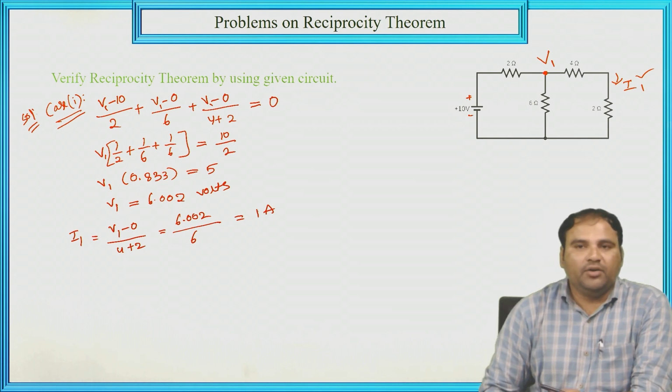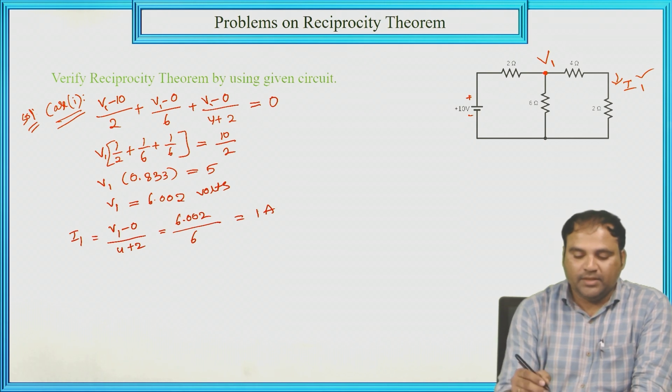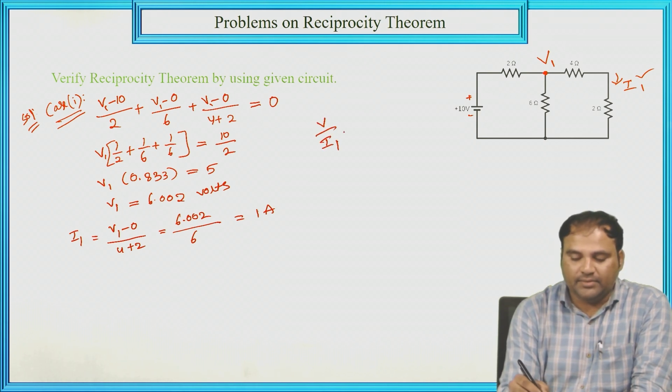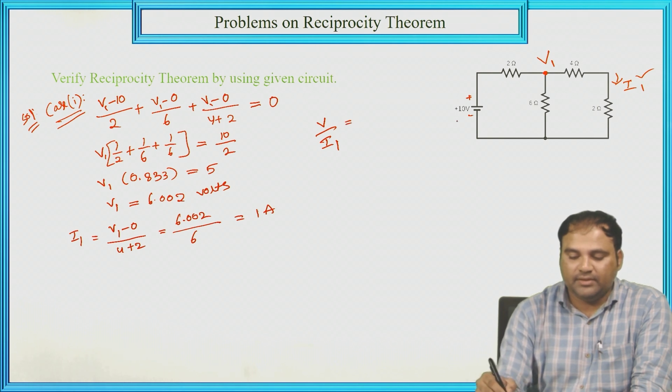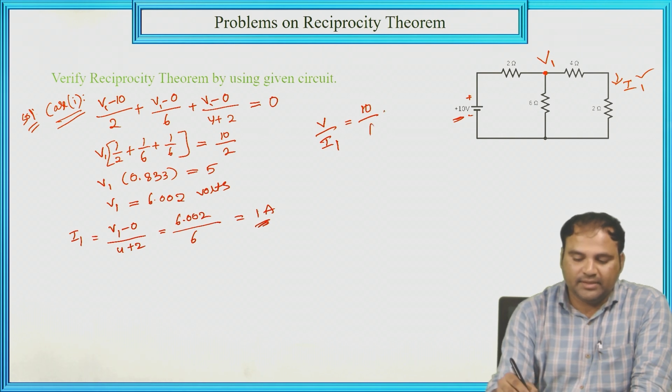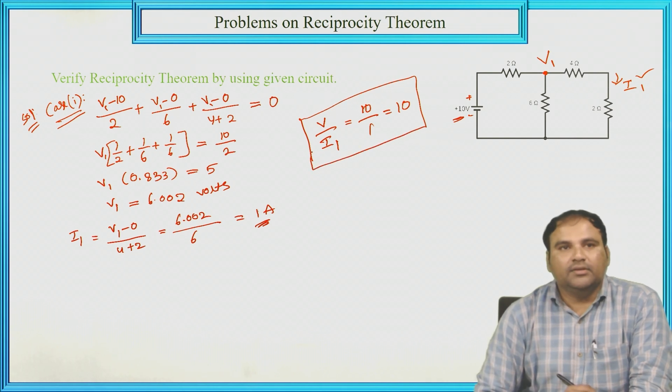Now we have to find out the voltage and current ratio. So that is V by I1. What is V? 10. What is I1? 1. That is equal to 10. This is for case 1. So in case 1, the voltage and current ratio, V by I1, is equal to 10 by 1, that is equal to 10. Okay.